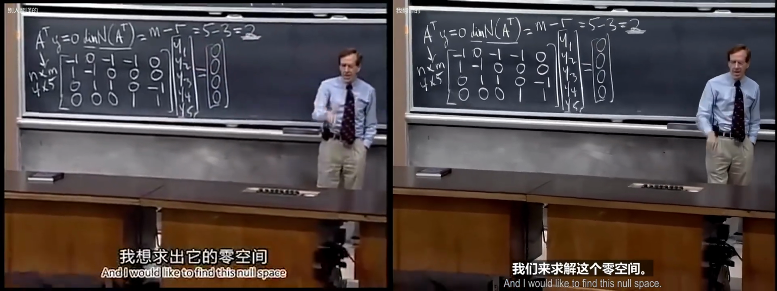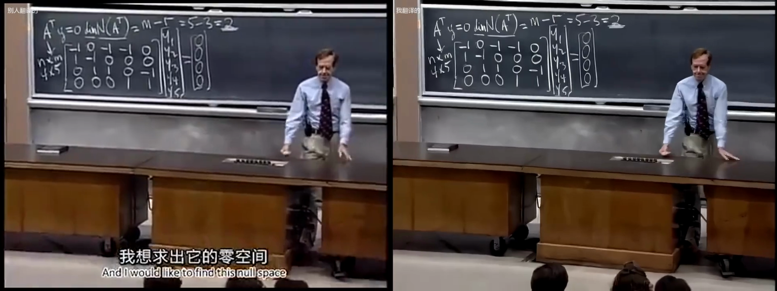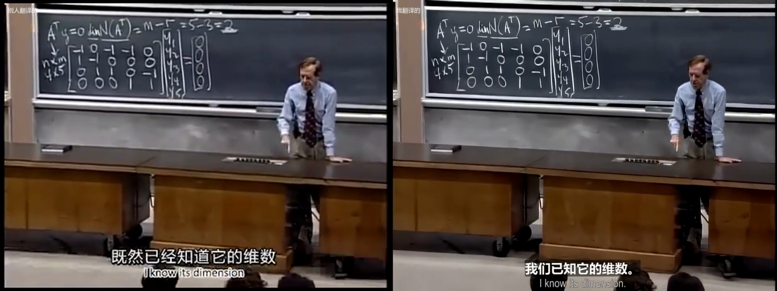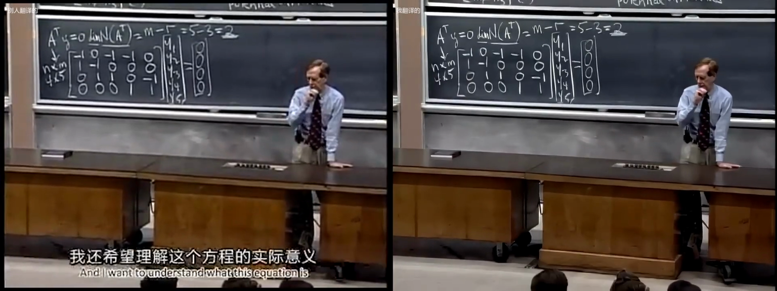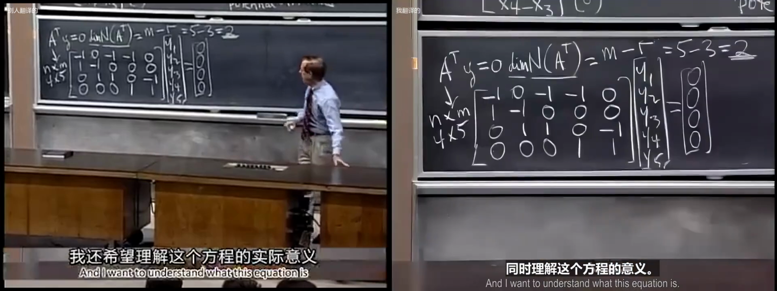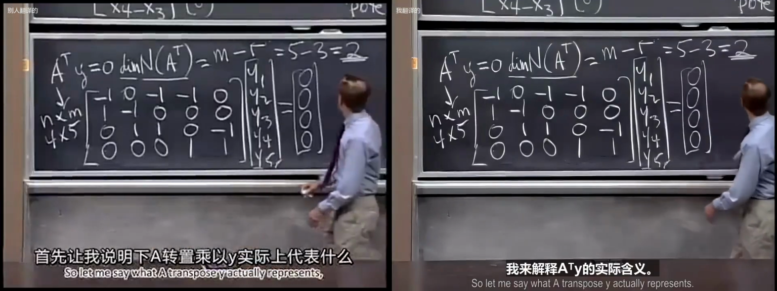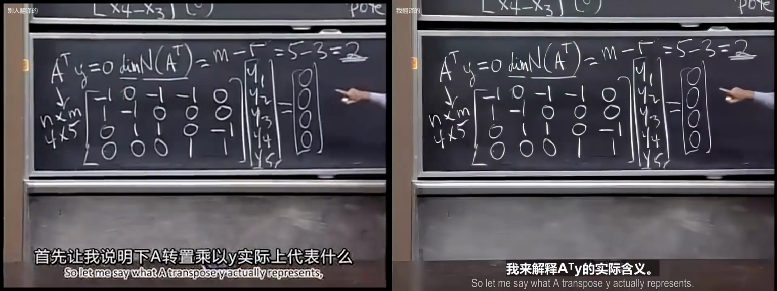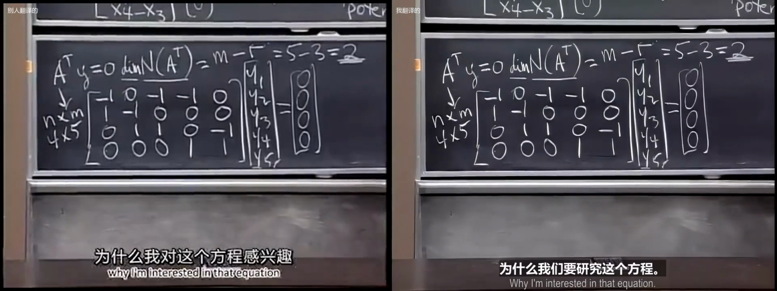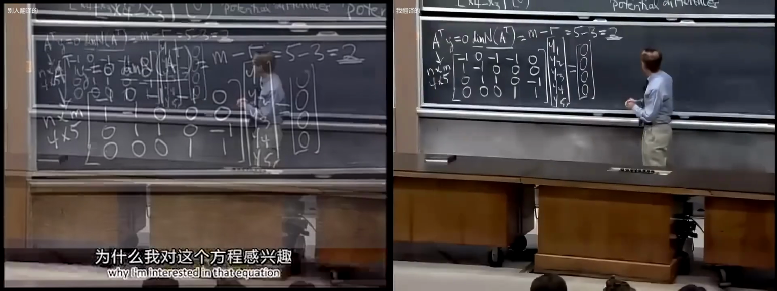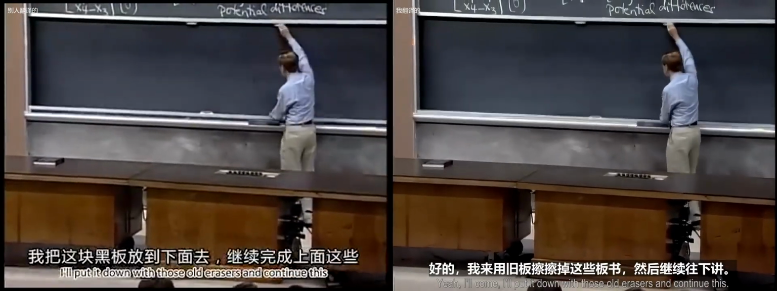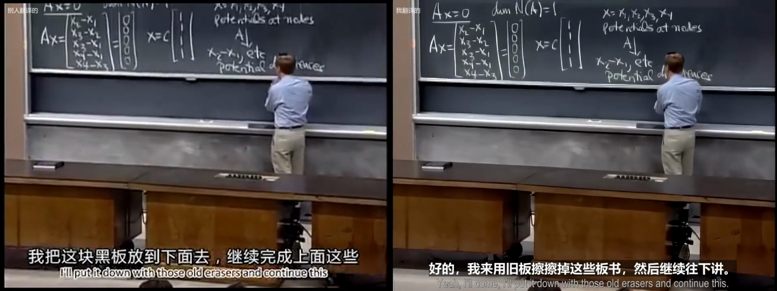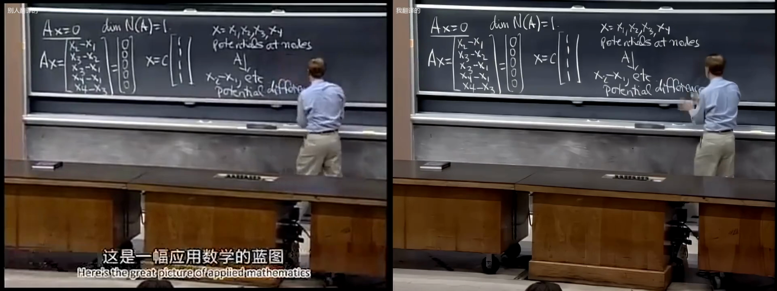And I would like to find this null space. I know its dimension. Now I want to find out a basis for it. And I want to understand what this equation is. So let me say what A transpose y actually represents, and why I'm interested in that equation. I'll put it down with those old erasers and continue this.